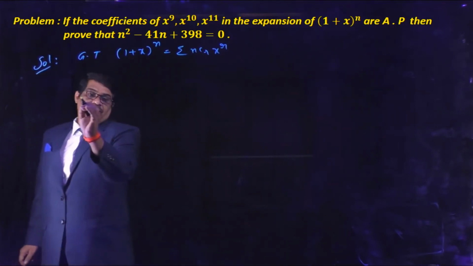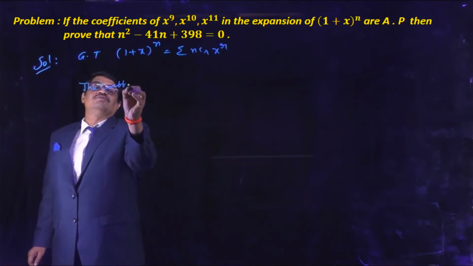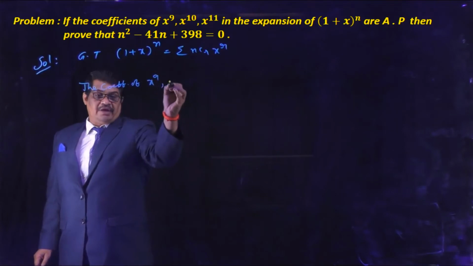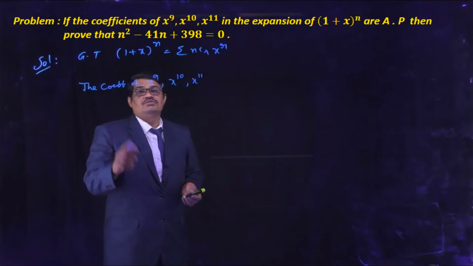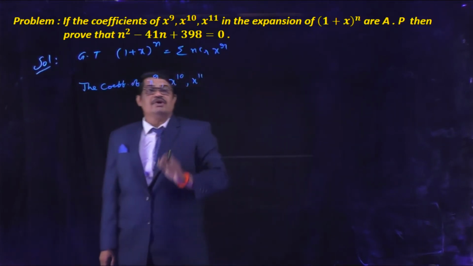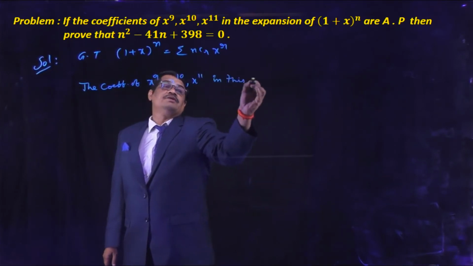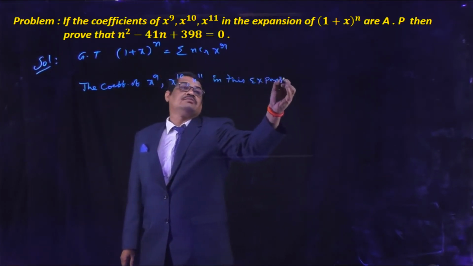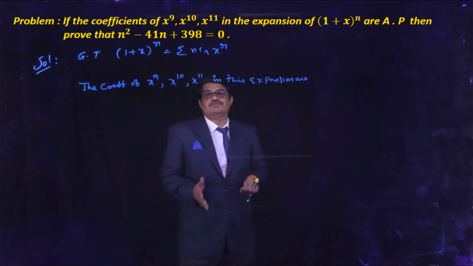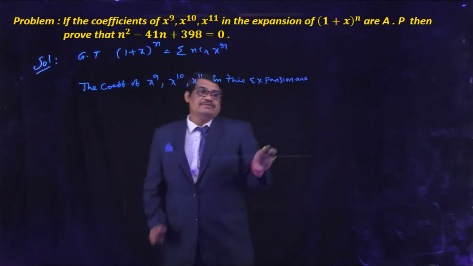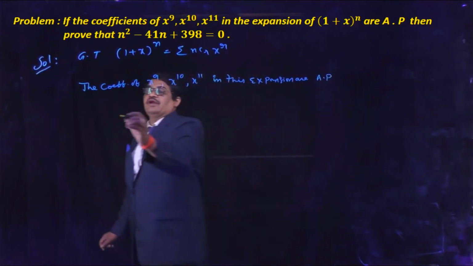The coefficients of x to the power of 9, x to the power of 10, x to the power of 11 in this expansion are in arithmetic progression, that is in AP. That is, we are writing the coefficients.